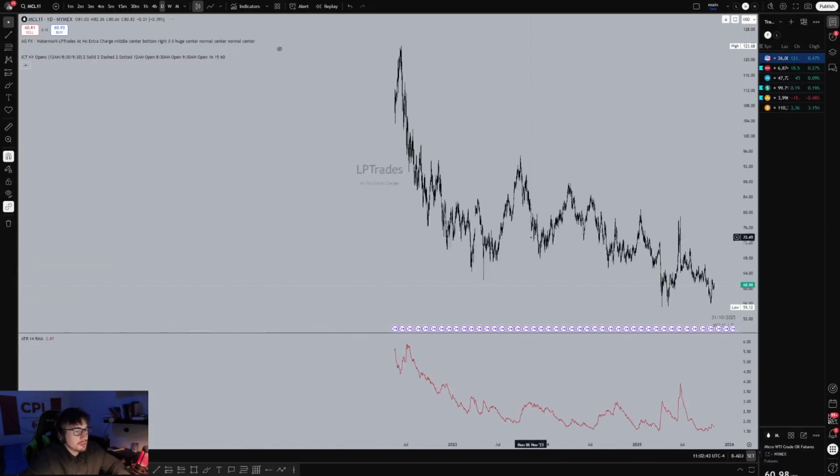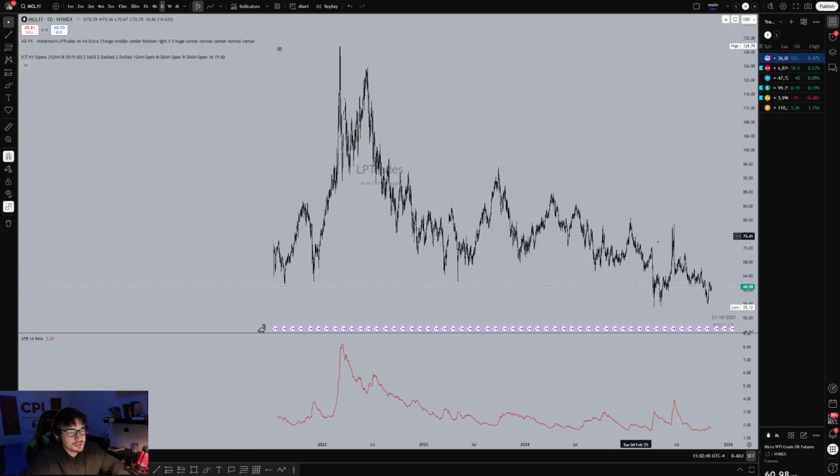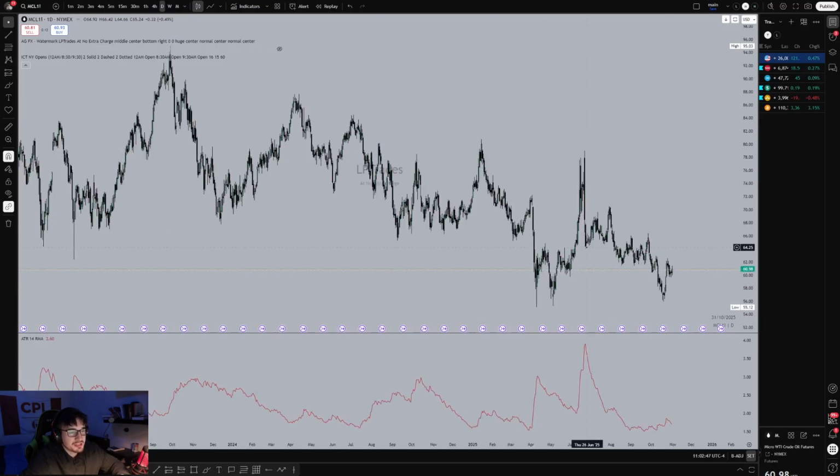Thing is, with oil, we don't have the same mechanics where the ATR, the ranges of the day, drops as price is trending. So this never happens, right? Every time price starts to trend higher and have big moves, the ATR is also rising.